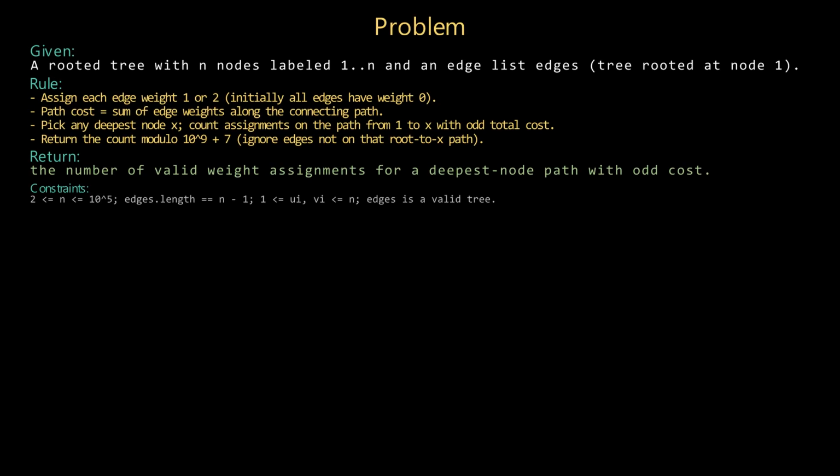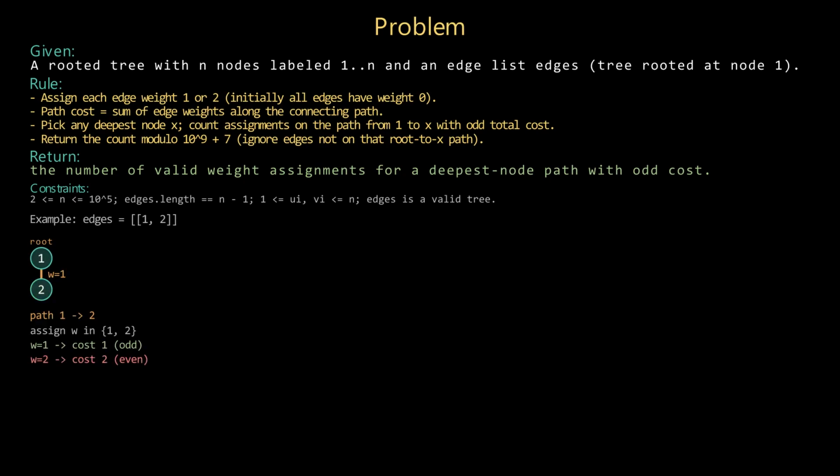Given a rooted tree with n nodes and an edge list, rooted at node 1. Assign each edge weight 1 or 2. Path cost is the sum of edge weights along the path. Pick any deepest node x and count how many assignments on the path from 1 to x make the total cost odd. Return that count modulo 10^9 + 7.